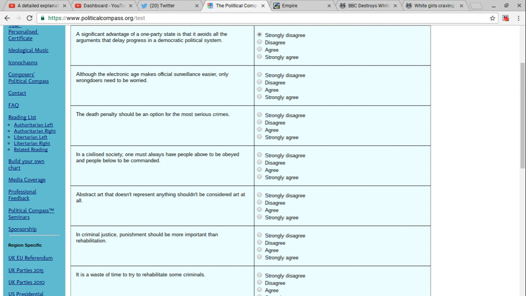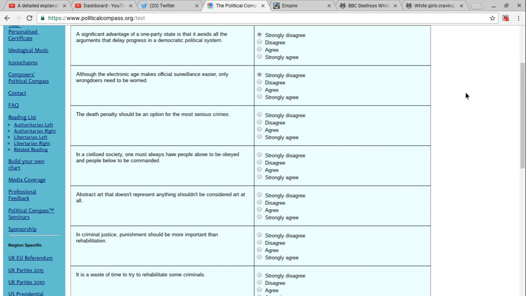Although the electronic age makes official surveillance easier, only wrongdoers need to be worried. No. No. Everybody needs to be worried because what is a wrongdoer? The people who make the laws determine that. The people who decide what is legal and what is illegal are the ones who determine who the wrongdoers are. If we go back 100 years, where interracial relationships were illegal in like 15 states, electronic surveillance would have probably led to the deaths of lots of people.